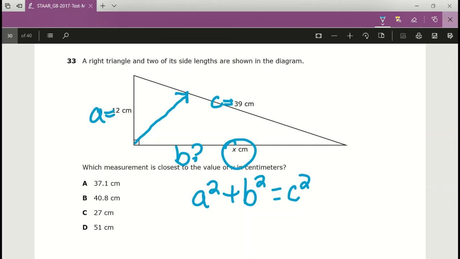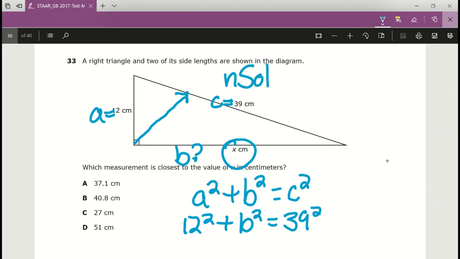We do know A is 12 centimeters. So 12 squared plus B squared, since we're trying to find B, equals, and we know C, which is 39. So 39 squared. From here, to solve these, again, for Pythagorean theorem questions, what we do is we use nsolve. So we do nsolve 12 squared plus b squared equals 39 squared.